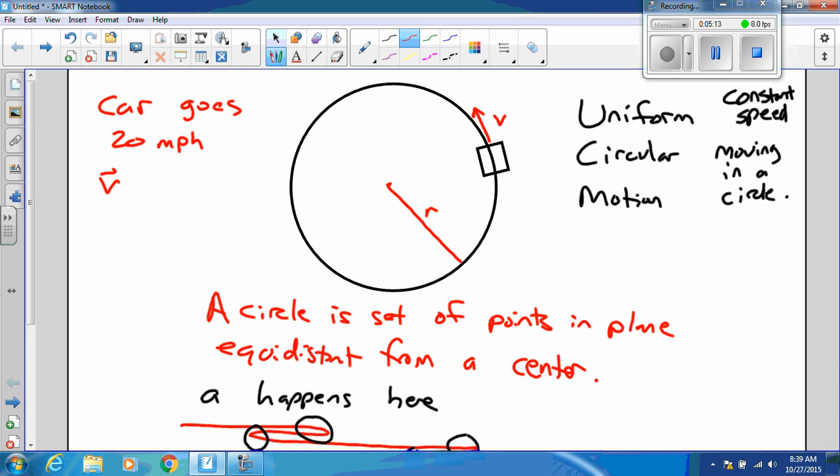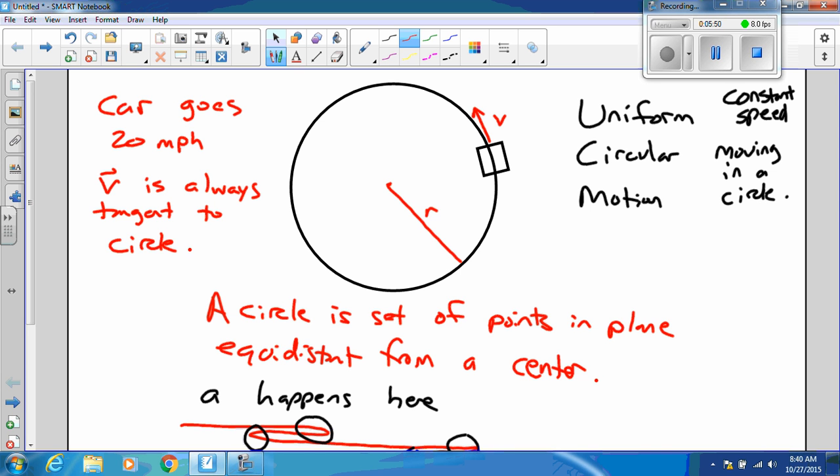So this is the first important thing, and that is that the velocity vector is always tangent to the circle. If that is the case, then what happens to the velocity vector as the car goes around the circle? Monica, how would you describe what's happening with the velocity vector as we go around the circle? It's the same. Same what?